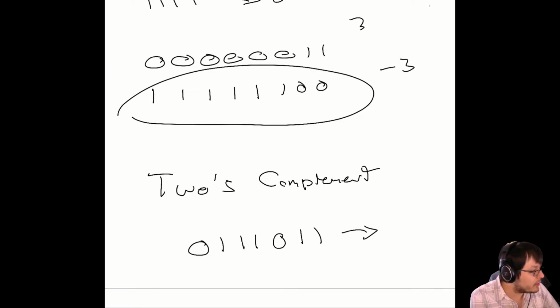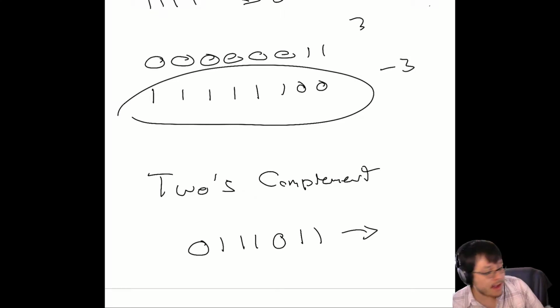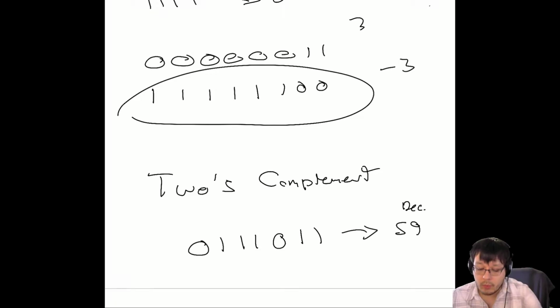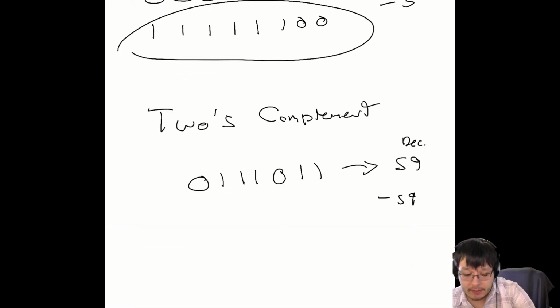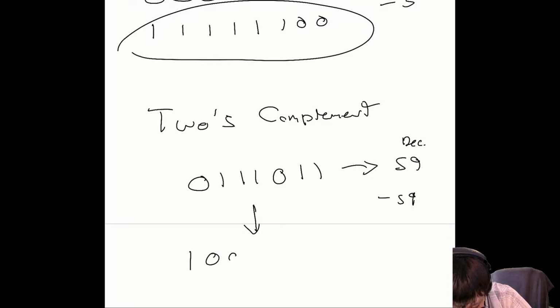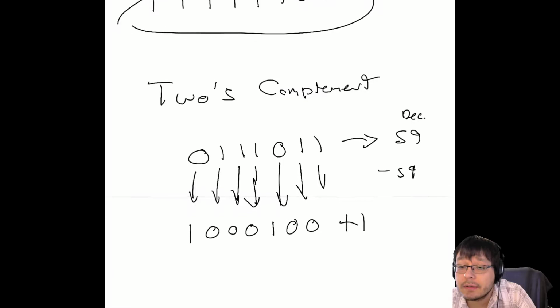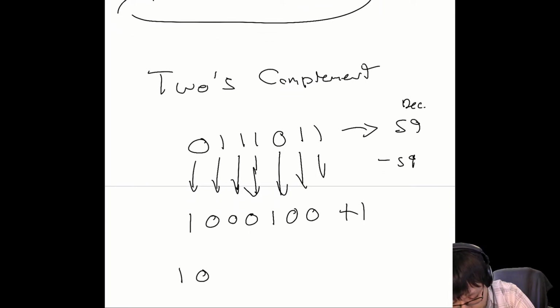So this will be 0, 1, 1, 1, 0, 1, 1. So that's actually 59 in decimal, okay? So what we want to represent is negative 59 in 2's complement. What we're going to do is take the 1's complement first, which is just flipping the digits around. So make this a 1, 0, 0, 0, 1, 0, 0. Basically we flipped all the bits like that. And then just add 1 to that value. So it then becomes 1, 0, 0, 1, 0, 1.